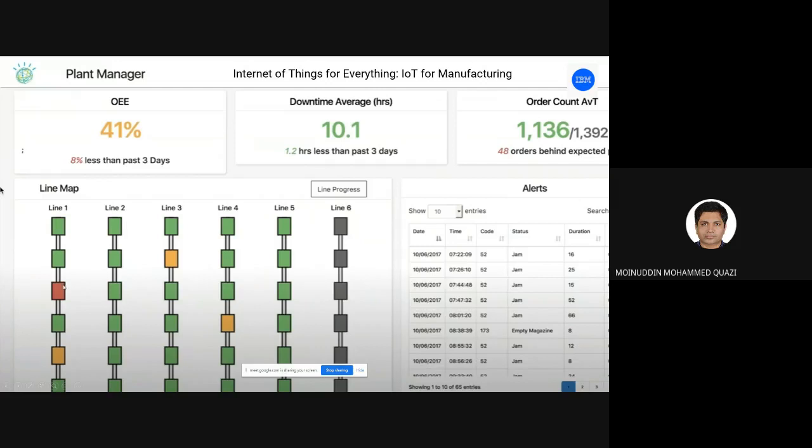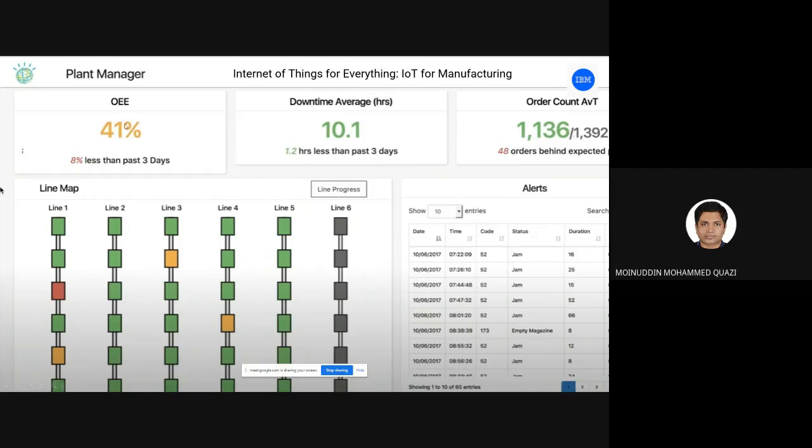You can see line 1 has got 2 machines. Green shows that the line is working very correctly at a very good efficiency. Then yellow shows it is working at a reduced efficiency, and red means that it is working at a critical efficiency. Then you have got overall effectiveness of the equipment, OEE, which is currently at 41%. We have the downtime average. These are some things which are directly given to you as a part of the IoT system. And how many orders have been achieved? Out of 1,392, until now 1136 orders have been achieved.